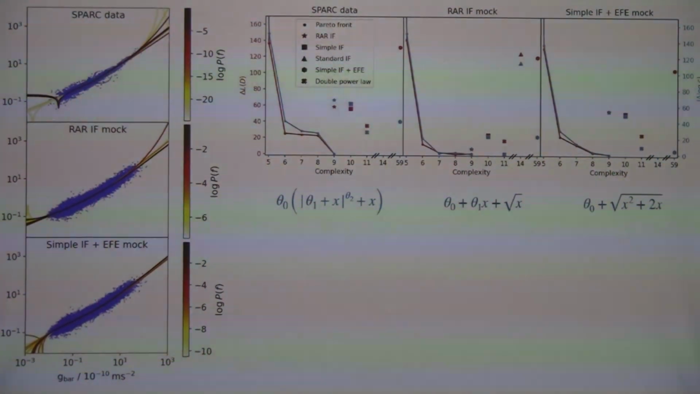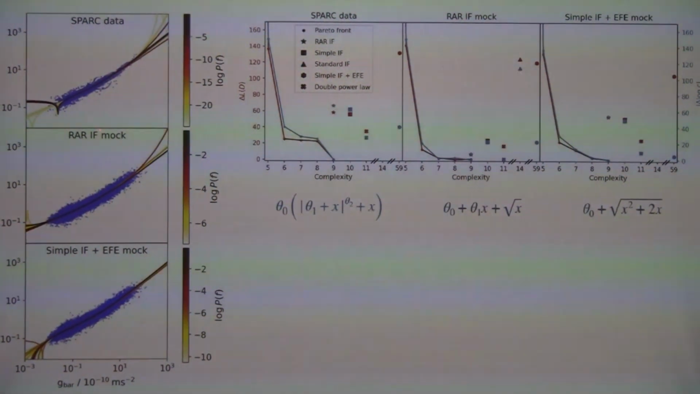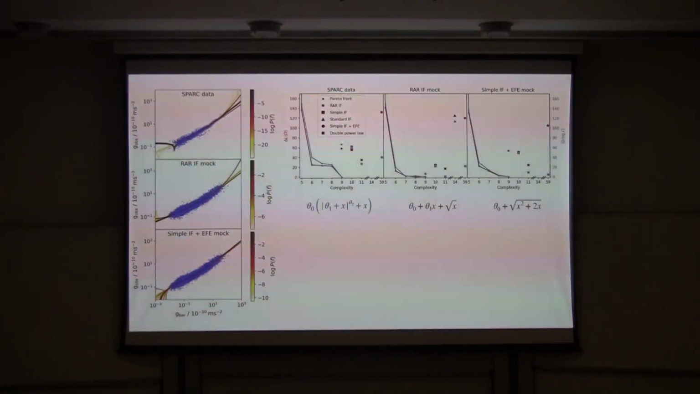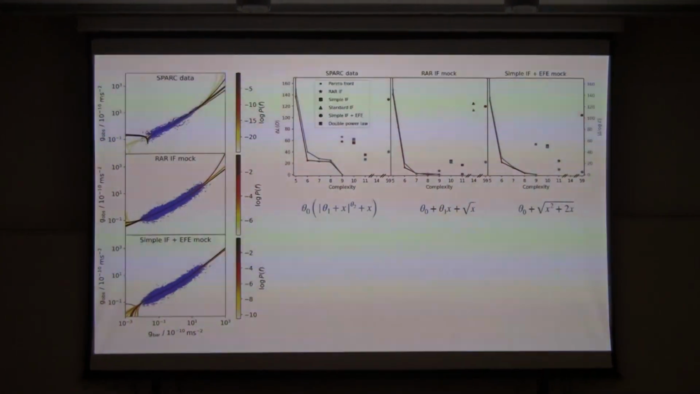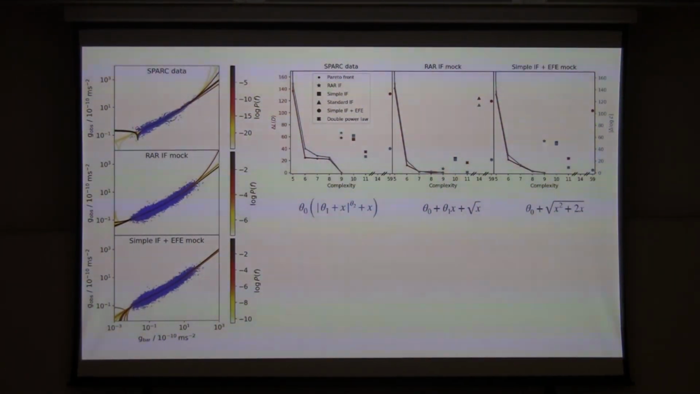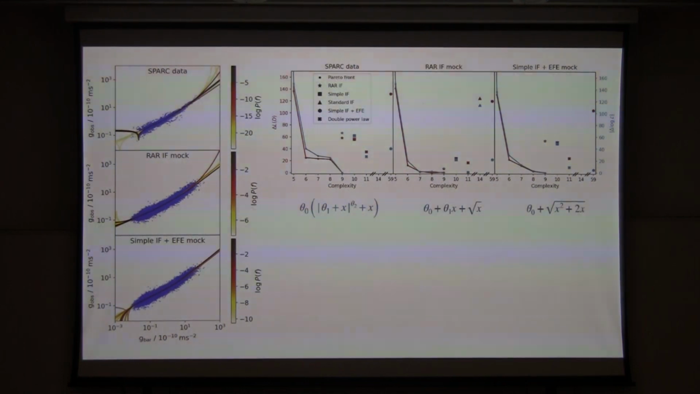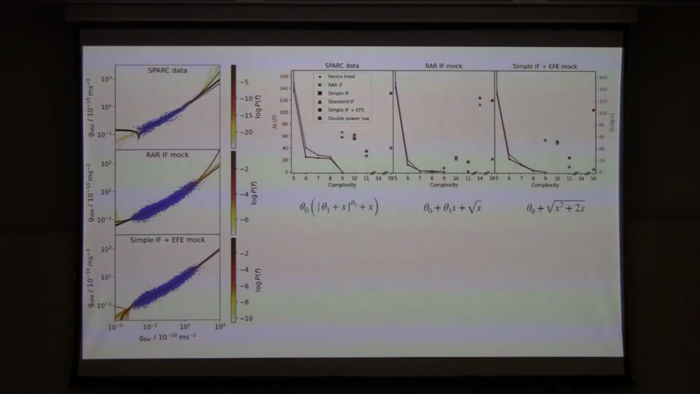These panels show exactly the same thing, but on mock data generated according to the RAR interpolating function or the simple interpolating function, including the external field factor. These plots over here show the description length and accuracy or likelihood of the best function found at each complexity, compared to the interpolating functions up here and the double power law as a simple foil for the MOND function.